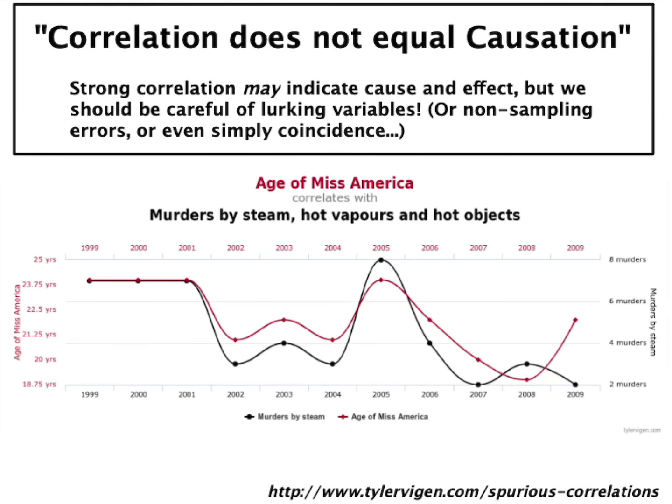And one of my favorite websites is tylervigen.com. Here you'll see that the age of Miss America over the years is strongly correlated with murders by steam, hot vapors, and hot objects. But does that mean that one caused the other? Probably not. If you have a sense of humor and you want to visit that website, it's pretty cool. This guy's even got a new book that he published, which would make a great gift for your favorite stats teacher. Most of the correlations have to do with death, so it gets a little dark, but it's just funny to see what kind of different correlations he finds. And it just really solidifies the fact that correlation does not always mean cause and effect.